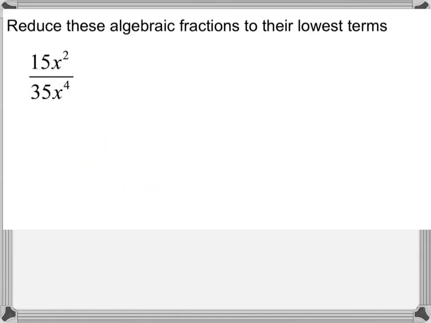Okay, so let's go through some of our examples here. 15x squared over 35x to the 4th. Let's think about the GCF between 15 and 35. 15 is 5 times 3, so the GCF is going to be 5. So I'm going to rewrite this as 5 times 3 times x squared, and in the bottom, x to the fourth can be broken down into x squared and x squared, and 35 can be broken down into 7 times 5.